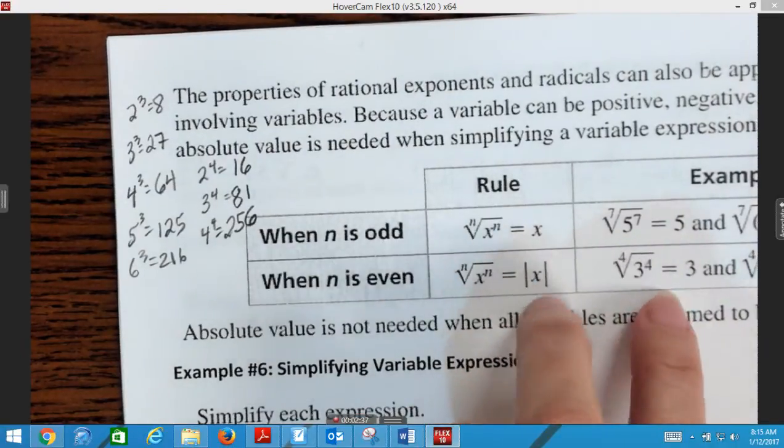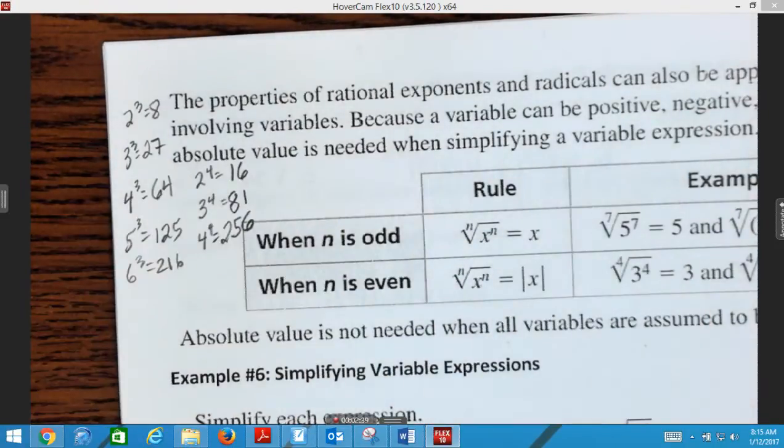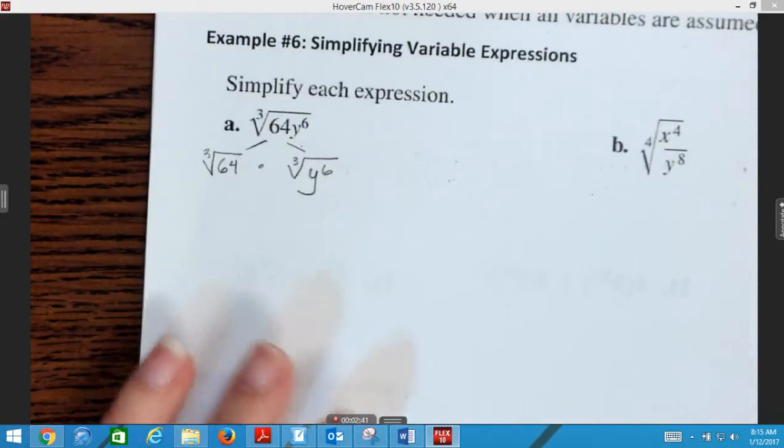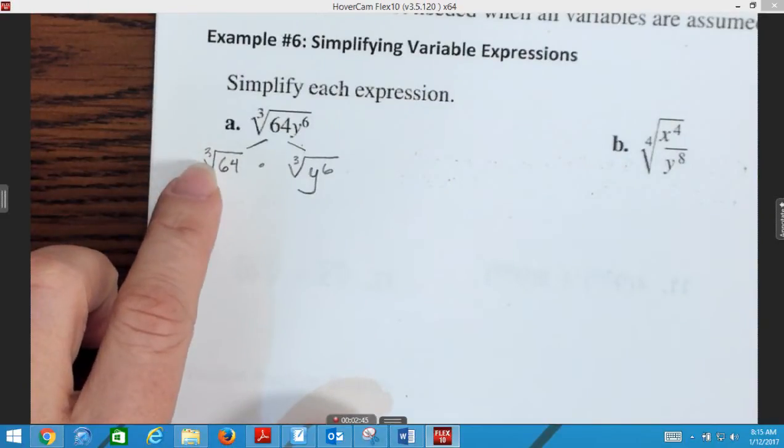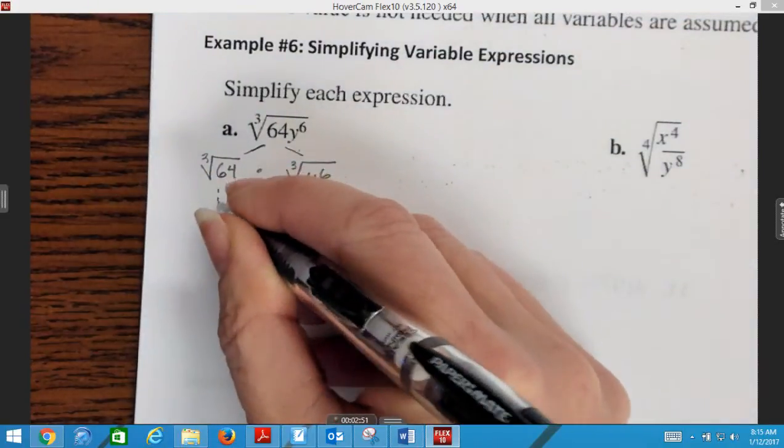I'm going to come back to this rule that's in the chart in a moment. Let me just finish up this example. All right, so now, if we need to find the third root of 64, is that something that is a perfect cube? It's what to the third? So that part becomes 4.